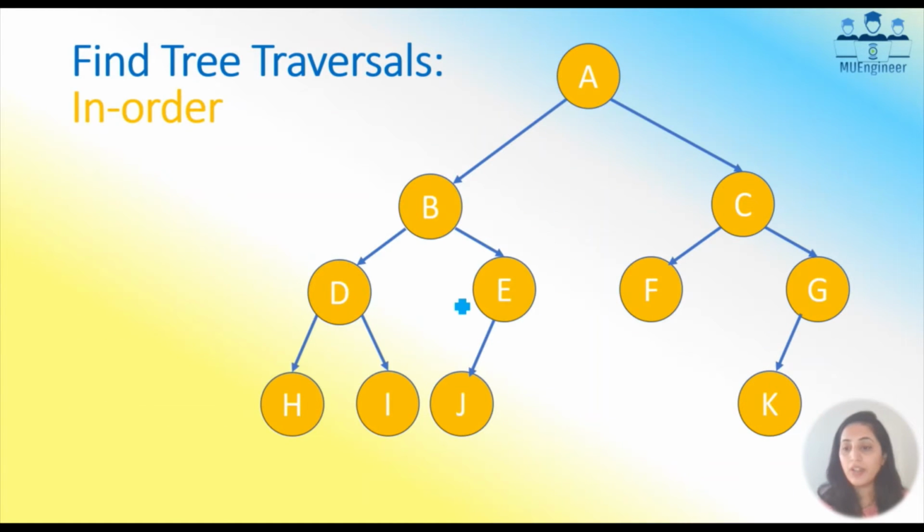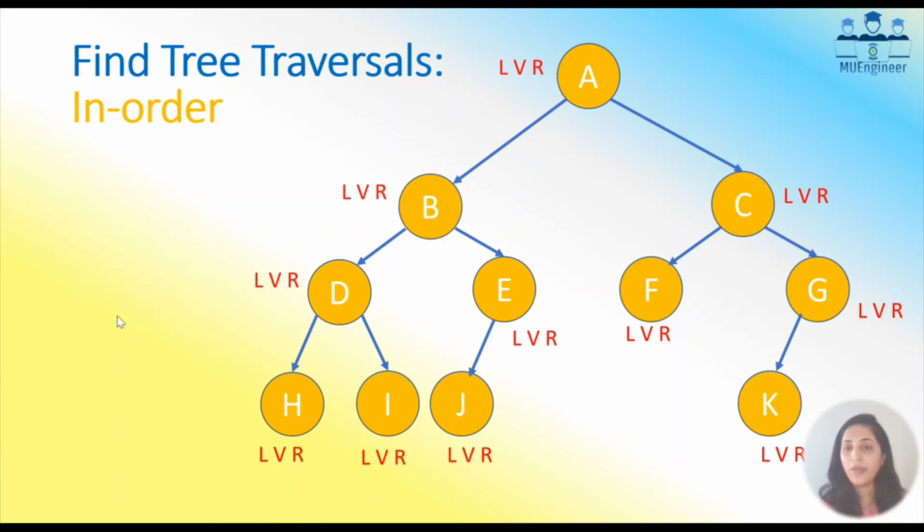Now let's understand this in-order traversal with the same example, that is LVR notation. Now this is the tree given to us. I want to read this tree using in-order sequence. So how will I go ahead with that? I know for in-order I have to write V in between L and R. So I will first do that. I will write LVR for all the nodes. Now I will start with the in-order traversal sequence.